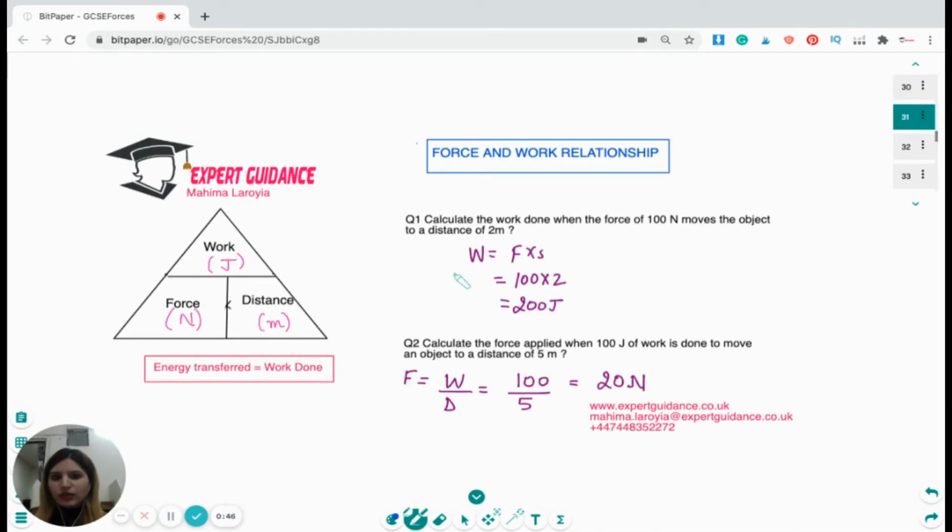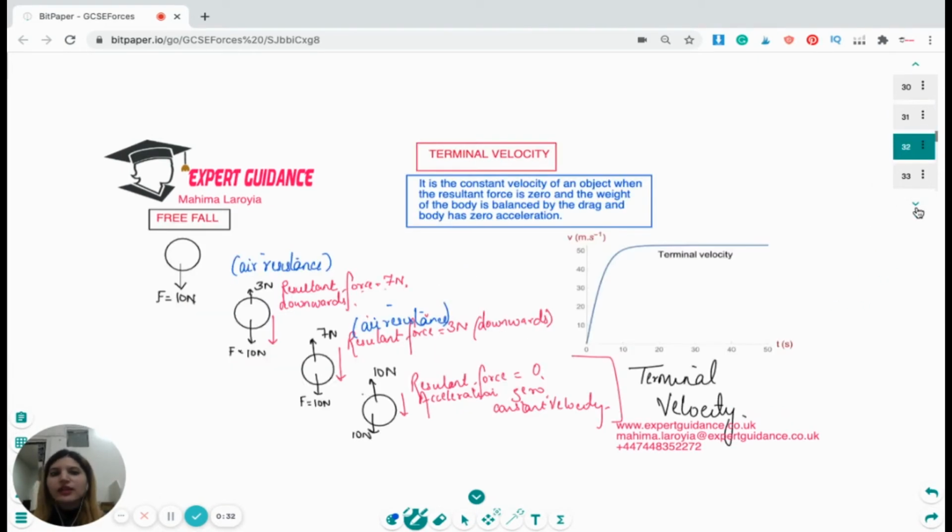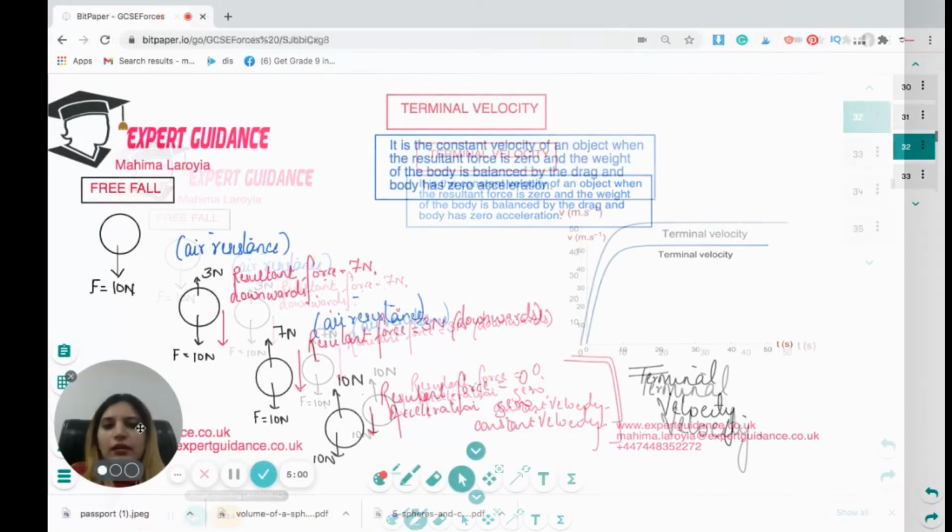For the first one, the work done will be force times distance, which is 100 times 2, which is 200 joules. For the second question, the force is work done over distance, which is 100 over 5, which is 20 newtons. Okay, so I hope this relationship between force and work is clear to you, and what the difference is between mass and weight. And next we will be talking through the concept of terminal velocity, which is a very important concept. So have a look at it now.